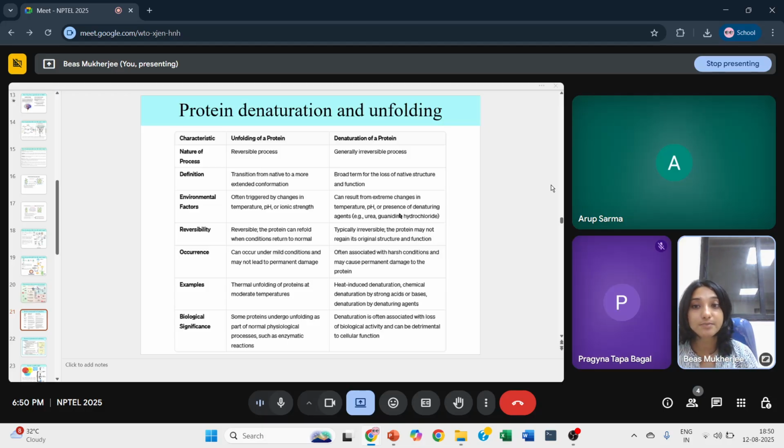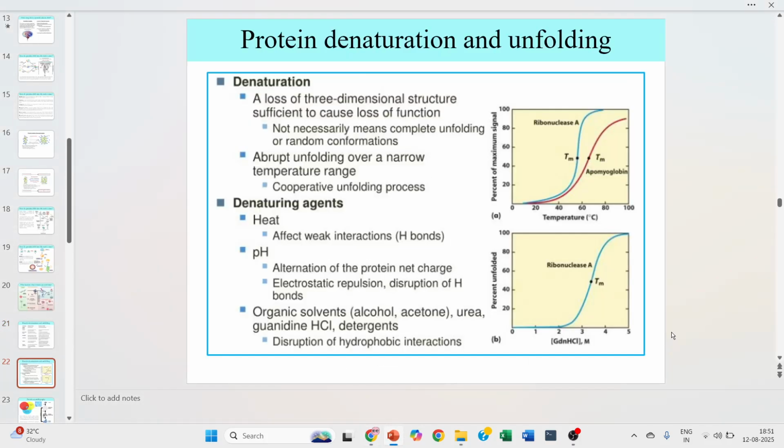Okay, so now unfolding, see what happens. It is reversible and can occur using mild changes in condition. Thermal unfolding of proteins occurs at moderate temperature, but heat induced denaturation means that you're heating it to, let's say, 95 degrees centigrade or something, and the protein is not a thermostable protein, so then it is completely denatured. So that is how it happens, right?